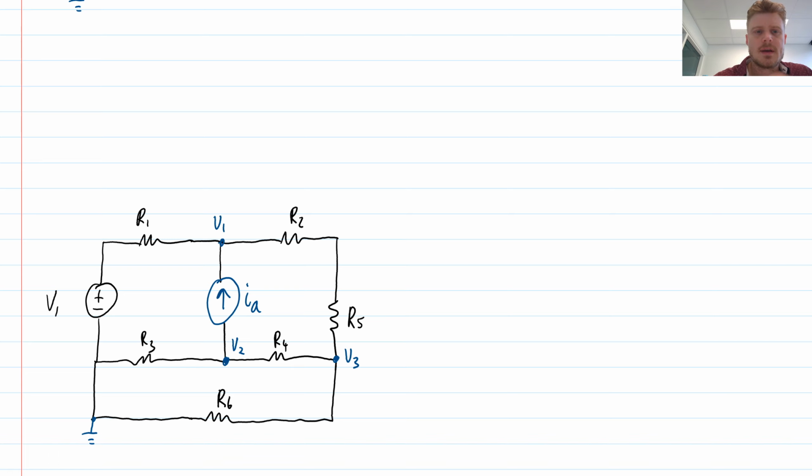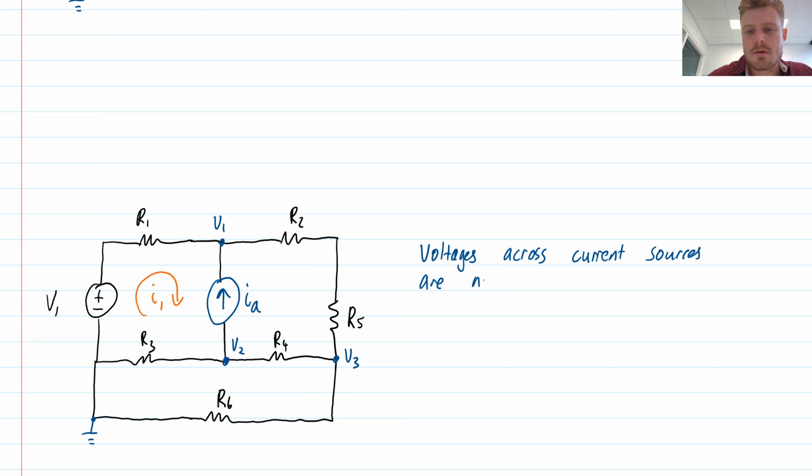What happens now? If I tried to write Kirchhoff's voltage law around this mesh, I would need to know the voltage across the current source. Voltages across current sources are not obvious. And again, you have to pretty much solve the circuit in order to know what that voltage is actually going to be.